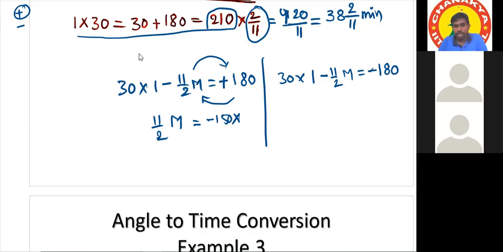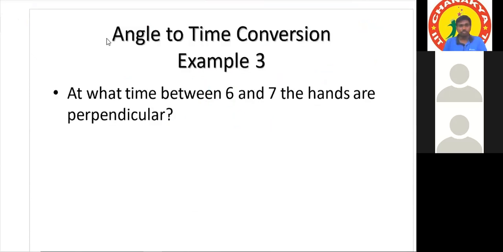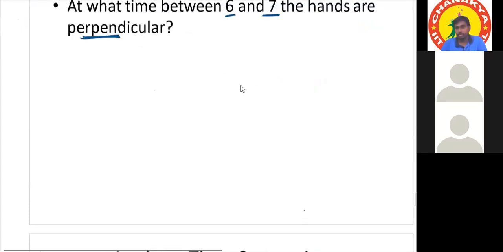Then next question. At what time between 6 and 7 are the two hands perpendicular? Perpendicular means what is the angle? 90 degrees. So here the question is, 1 second.